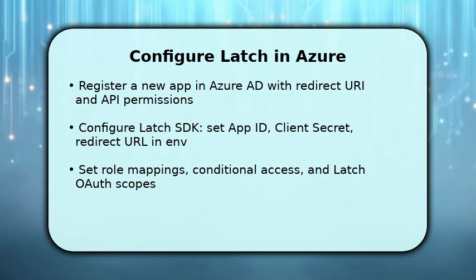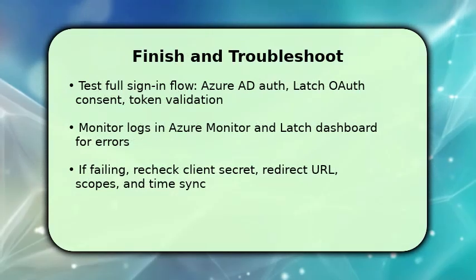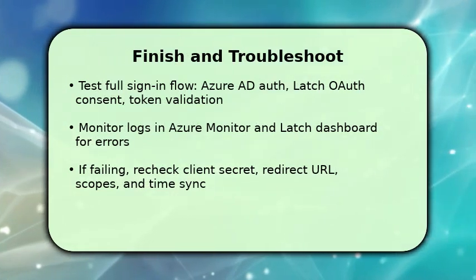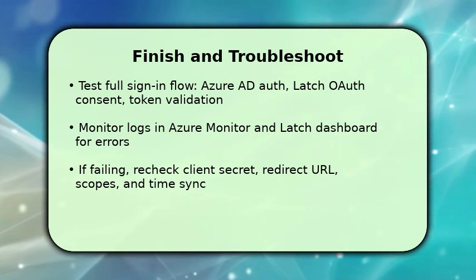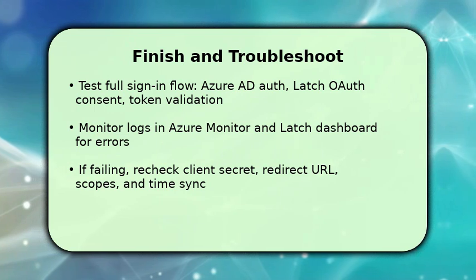You complete the setup by running an end-to-end sign-in. Start an Azure AD authentication, accept Latch consent, and verify your app receives and validates the token. Once done, monitor Azure Monitor and the Latch dashboard to watch for authentication errors or denied scopes.